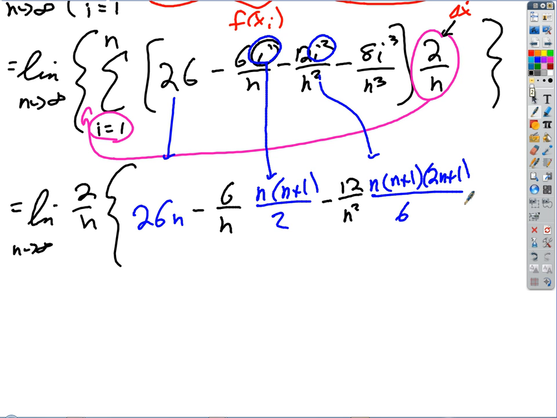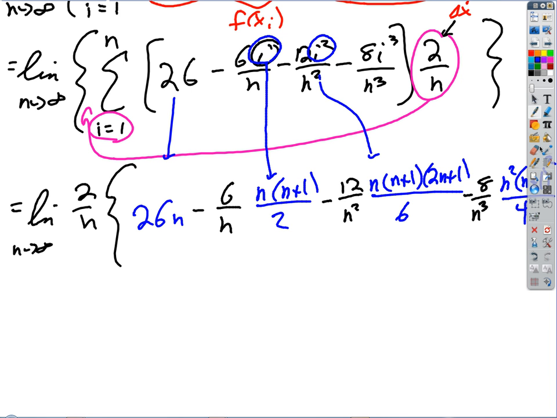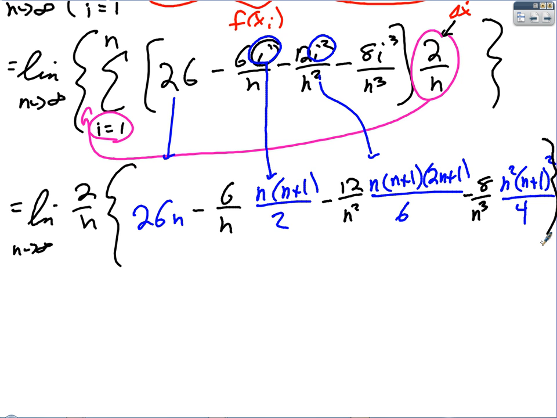Finally, we get the minus 8 over n cubed times n squared times n plus 1 squared over 4. Is that right? Okay, so it's kind of a mess, but it's starting to look better.